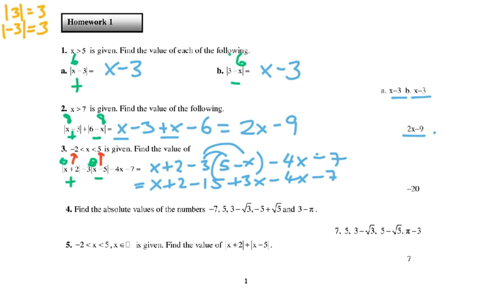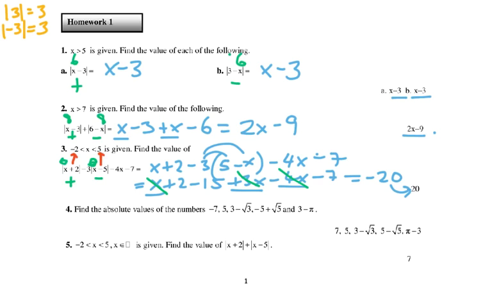Let's look for our like terms now. We've got x, positive 3x, minus 4x. Okay, so they're all going to cancel because they add to 0. And we have minus 2 minus 15 is minus 13. Minus 7 gives us minus 20, as we can see.